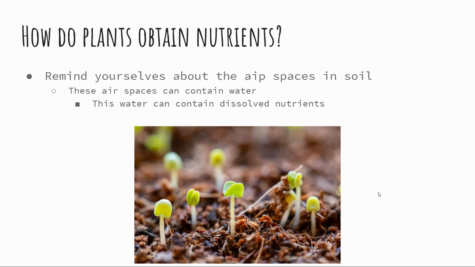So remind yourselves, last section we talked about airspaces in the soil, the different types of soil, and then also the percent composition of those three different components: sand, silt, and clay. So remind yourselves of airspaces. These airspaces can contain water, and that water can contain dissolved nutrients. And the soil's ability to hang on to these airspaces and the water that has the nutrients dissolved is going to give the soil its quality for growing things.